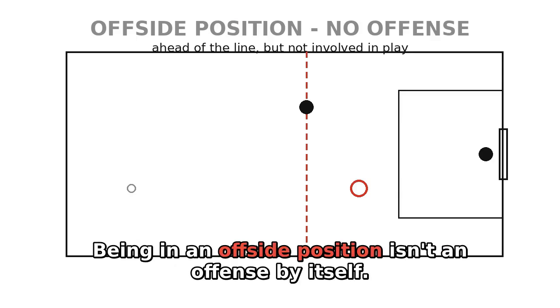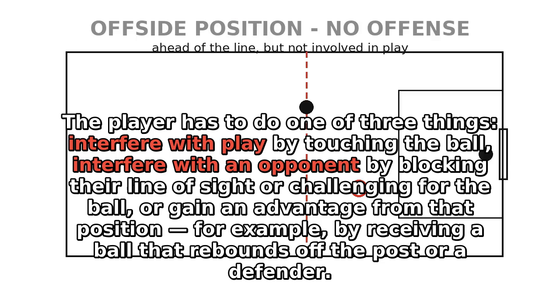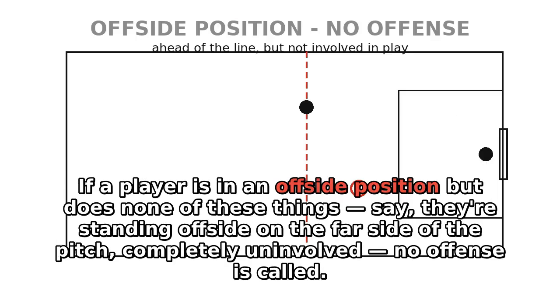Question 2. Is the player actually involved in play? Being in an offside position isn't an offense by itself. The player has to do one of 3 things: interfere with play by touching the ball, interfere with an opponent by blocking their line of sight or challenging for the ball, or gain an advantage from that position, for example, by receiving a ball that rebounds off the post or a defender. If a player is in an offside position but does none of these things, say they're standing offside on the far side of the pitch, completely uninvolved, no offense is called.